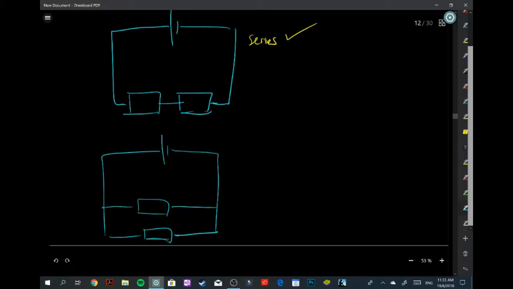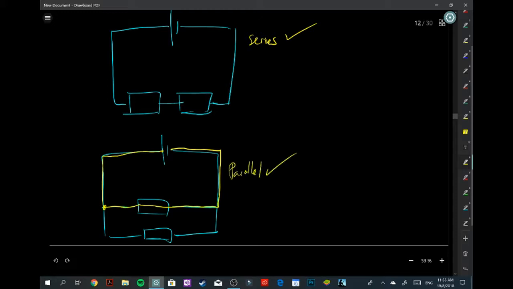Okay, so let's do the same test. I'll trace my current over here. I realized that I need to split up. So I come here first. Now completing this circuit, I have not yet completed here. So this is obviously a parallel circuit because I'm unable to complete the entire circuit with one single stroke.